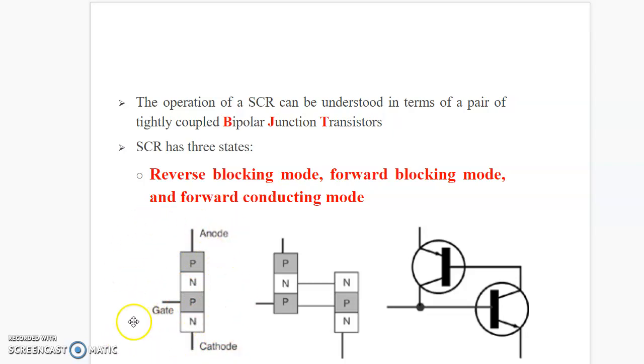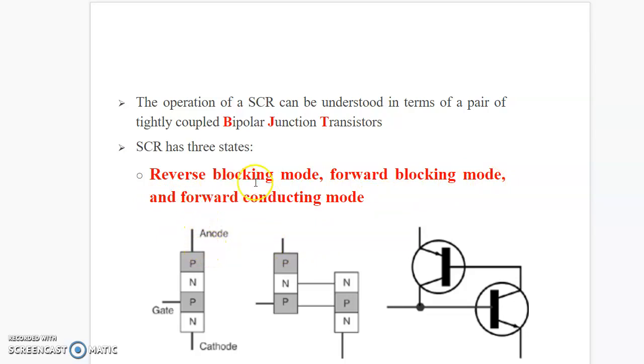The operation of this SCR can be understood by two bipolar junction transistors connected together. So this is the diagram of a bipolar junction transistor. When two bipolar junction transistors are connected together, their operation will be the same as the operation of an SCR. The SCR actually has three states: reverse blocking mode, forward blocking mode, and forward conduction mode.